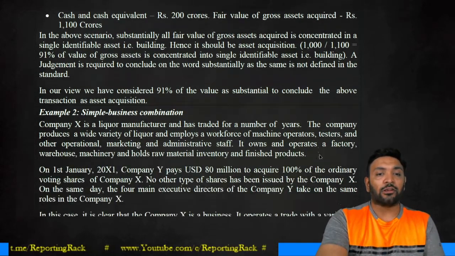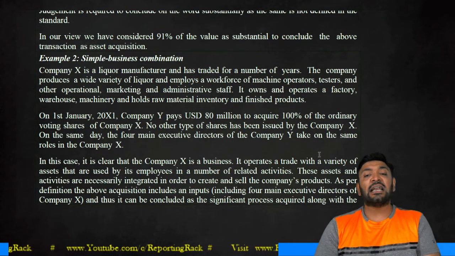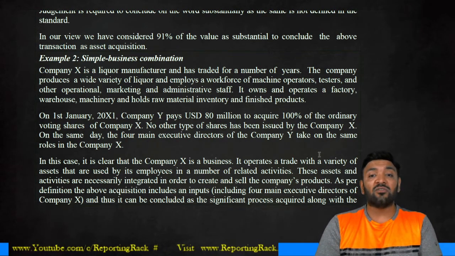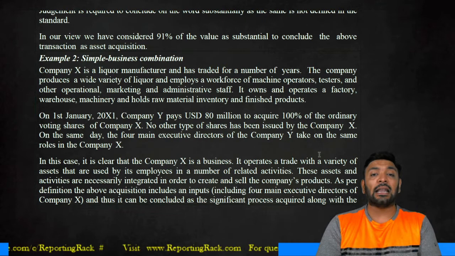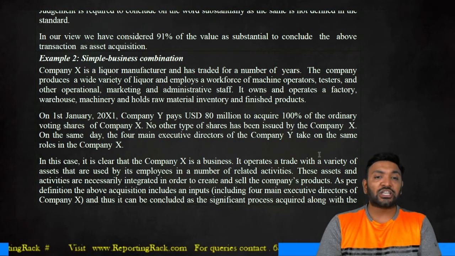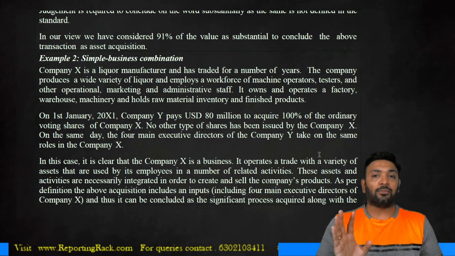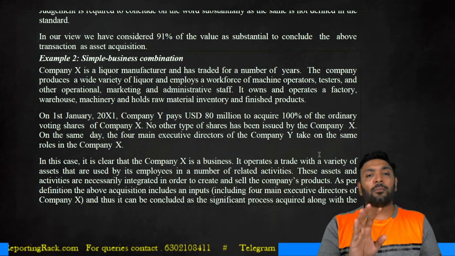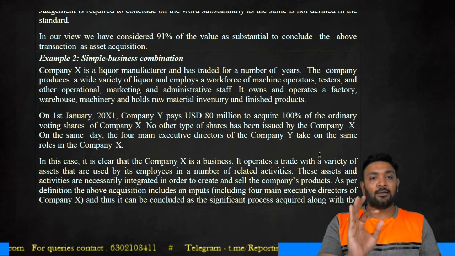Now, moving further. Simple business combination. X is a liquor manufacturer, has traded for a number of years. The company produces variety of liquor and employs a workforce of machine operators, testers, and other operational marketing and administrative staff. It owns and operates the factory, warehouse, machinery, holds raw material and finished products. Guys, this is a proper business function. They are involved in owning, operating the factory, warehouse, machinery, holding raw material, getting the finished goods, everything they are doing. So this is a business process.